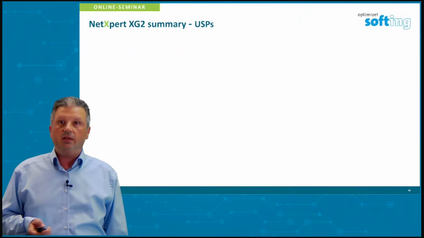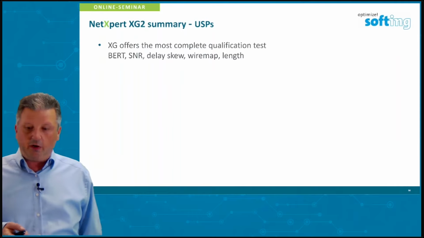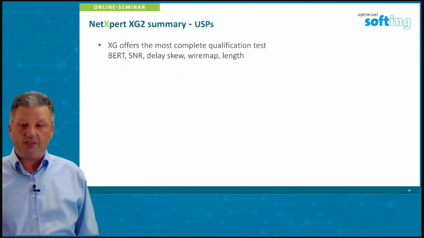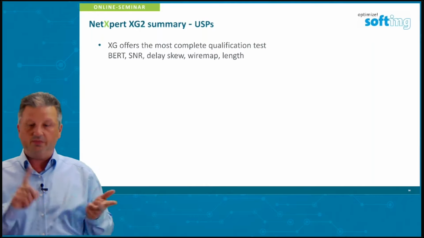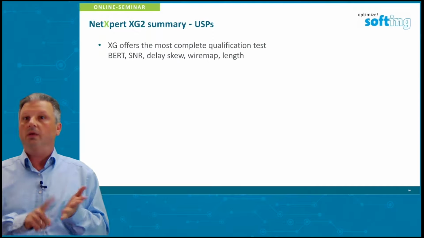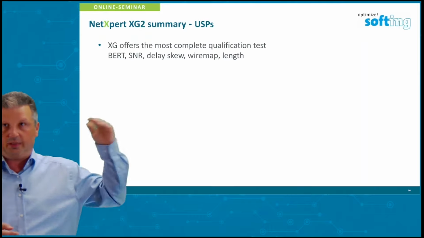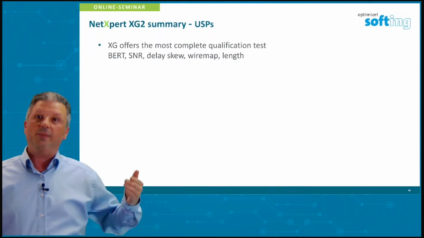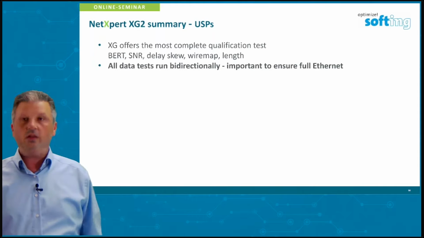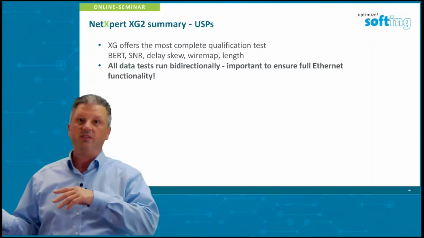A summary again of the NetXpert. From our perspective, we offer the most complete qualification test setup: BERT, signal to noise ratio, delay and skew, wire map, and also the length measurement, either in a complete auto test or as separate tool measurements. What is really needed to qualify up to 10 gigabit is a full bidirectional measurement and functionality, not only testing from one side.